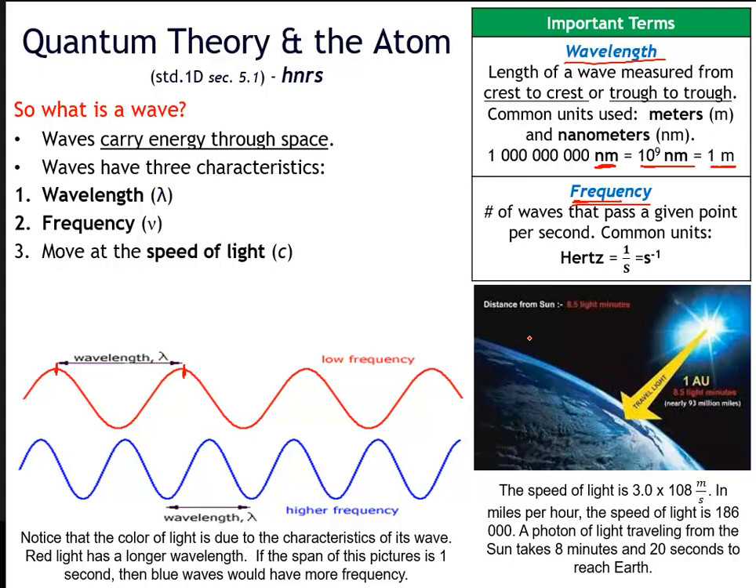And those waves and those energies have three characteristics. They have a length, they have a frequency, and they all move at the speed of light, which is about 3.0 times 10 to the 8th meters per second, which in miles per second is 186,000 miles per second. So, I mean, that's pretty fast. But considering how far we are from the sun, it takes a little photon of light a while to reach Earth.